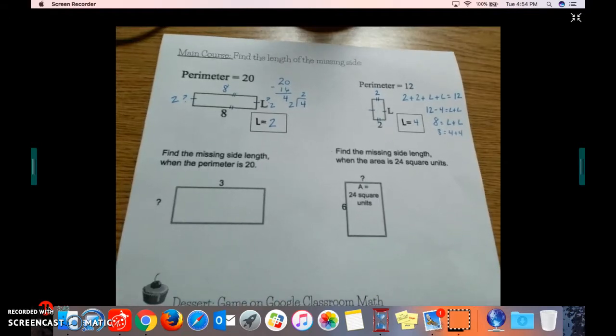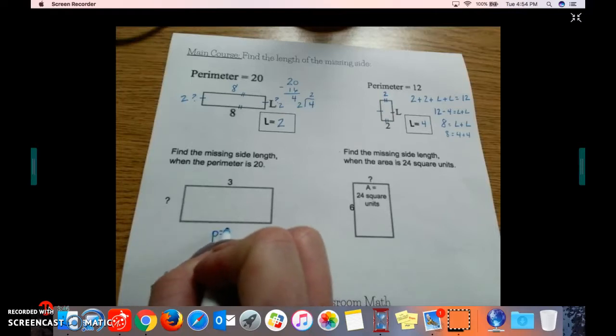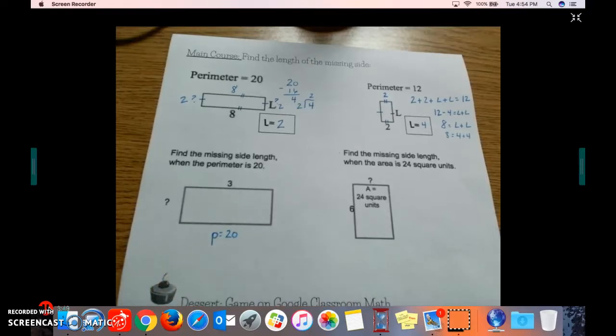Okay? Take a second and see if you can figure out this one. We know that our perimeter is 20. And we are trying to figure out the dimension or the length of this side.